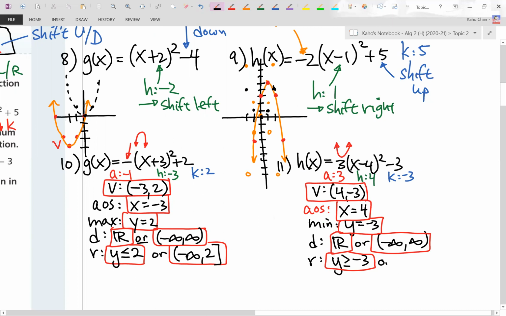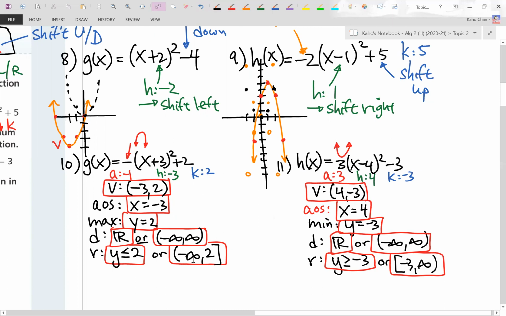Let's use some interval notation for that. The lowest point is -3, so it's bracket -3 to infinity, forever up. Yay. Any questions? All right.